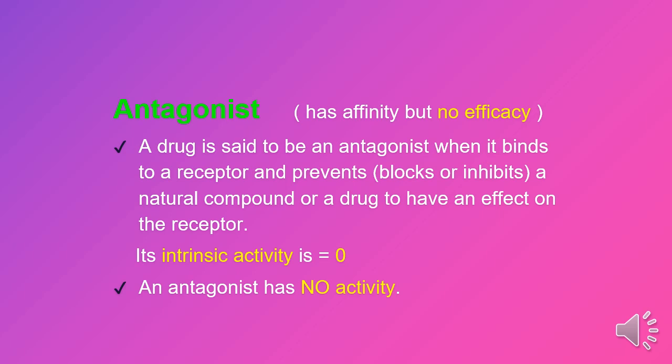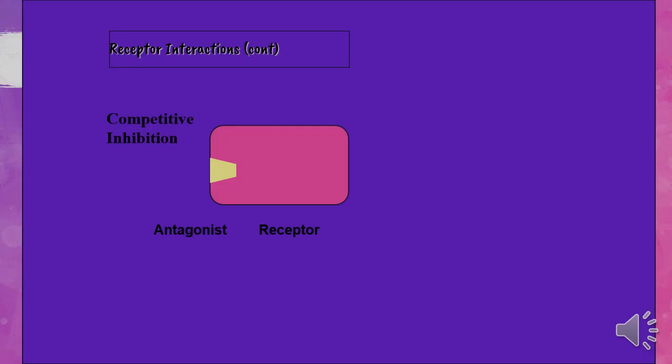It is not potent, it is not efficient even to produce an effect. So a drug is said to be an antagonist when it binds to a receptor and prevents a natural compound or a drug from having an effect on the receptor. Its intrinsic activity is zero. An antagonist has no activity.